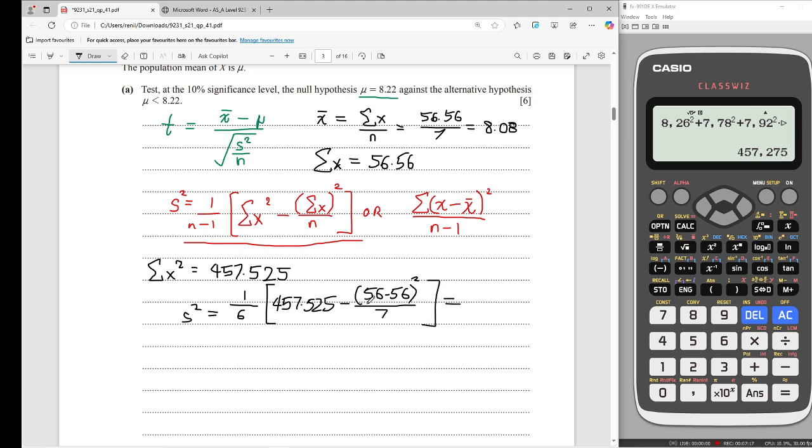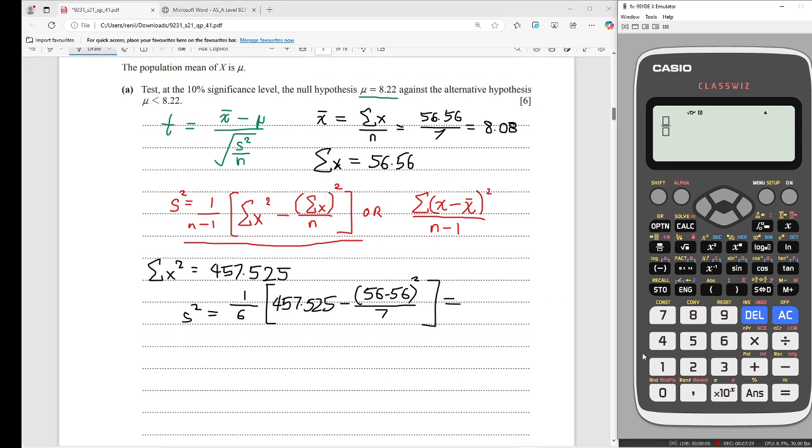Right, so this step is not too necessary when we've stated the formula, but it is good to mention it, so let's just do it. And now that we've done that, we can just do 1 by 6 multiplied by our answer. I've saved the answer as 457.275, and this is subtracted with 56.56 squared divided by 7. This is equal to 0.04503 recurring.